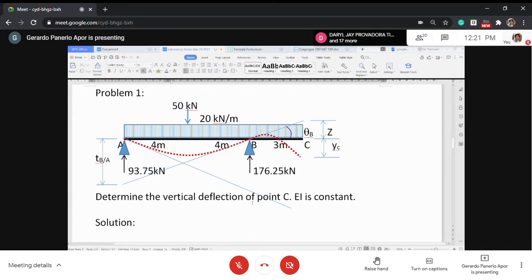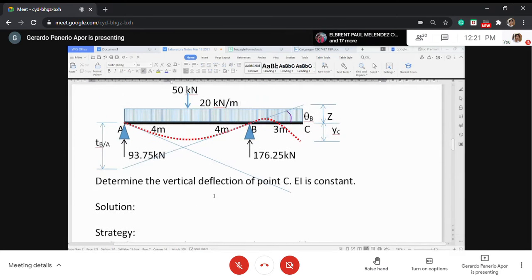EI here is constant. So my solution: I don't want to complicate the moment equation, the moment diagram. So I have to make it as very simple as possible. Now, TBE requires only ED. You are not concerned about DC. So whatever the diagram here, you don't care what will be the form. So your only concern is ED. So I have to simplify this. I have to make this simple.